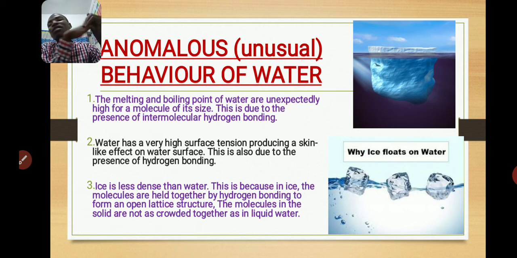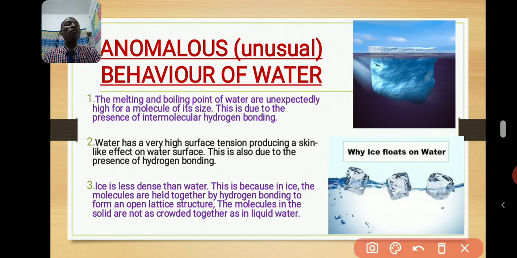Now, the most abnormal behavior of water is that the solid form of water is not as dense as the liquid form. What we always know is that solid is denser than liquid, but in the case of water, the reverse is the case. The liquid water is denser than the solid water. That is why you observe that ice normally floats in water.